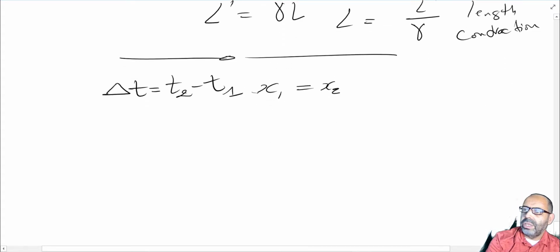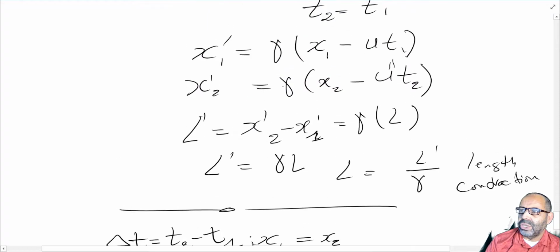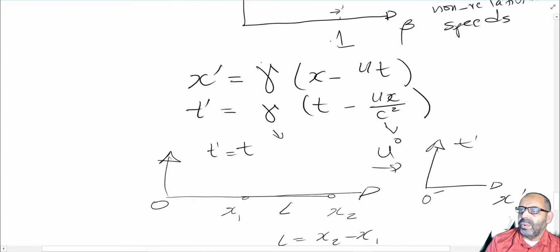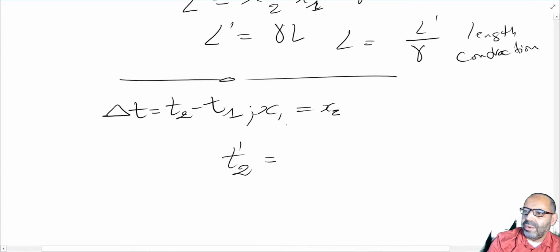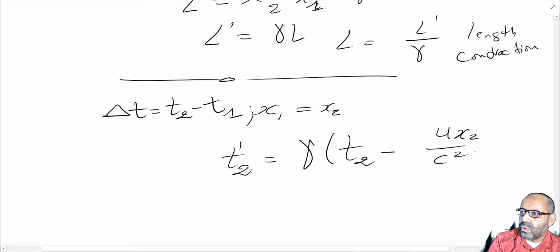So this is the time measurement and the frame in there. I'm interested to know how that is referred to in the other frame, the moving frame. So again I'm going to do t2 prime. I'm going to use the second relationship that involves time. Where is it? This one. So I'm going to use this expression. I know t2 prime is related to t2 via this expression: gamma times (t2 minus u x2 over c squared).